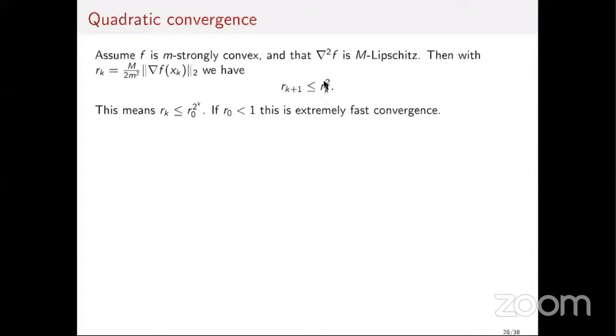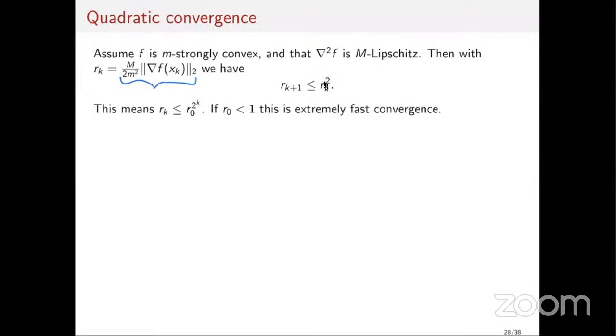So here I'm defining a certain sequence Rk, which, roughly speaking, is just the magnitude of the gradient of f at xk. And obviously the magnitude of the gradient is a measure of how far you are from the optimal point, because at optimality the gradient is equal to 0. So Rk being small means that you are close to the optimum. Now the claim is that with Newton's method, this sequence Rk has the following behavior, that Rk plus 1 is less than Rk squared. Just to make sure, this is really Rk squared.